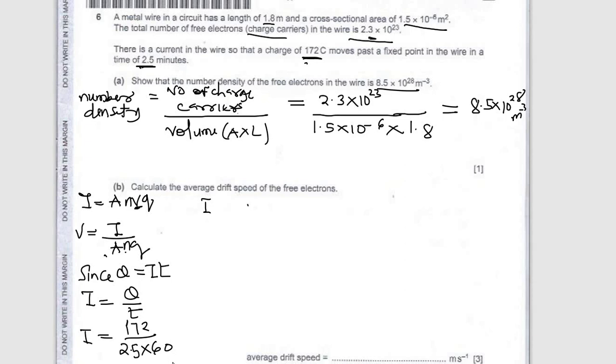So current is 1.147 amp. So we can now substitute the current. Sorry, I need to write it clearly.